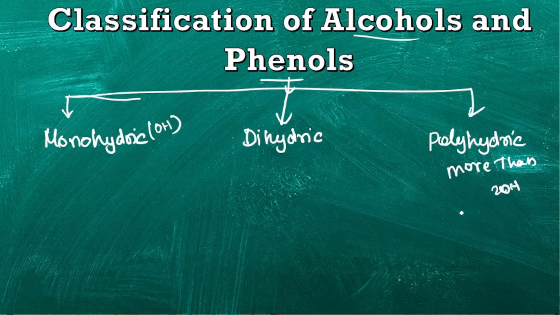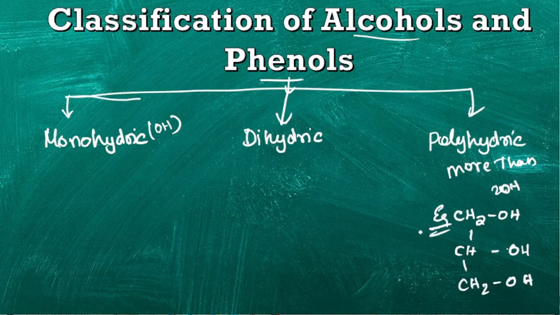Let us write a polyhydric compound like CH2OH, CH2, OH. So it is polyhydric, no? More than two OH should be attached. So CH2OH, this is an example for a polyhydric compound. Clear? Polyhydric compound, more than two OH should be attached.